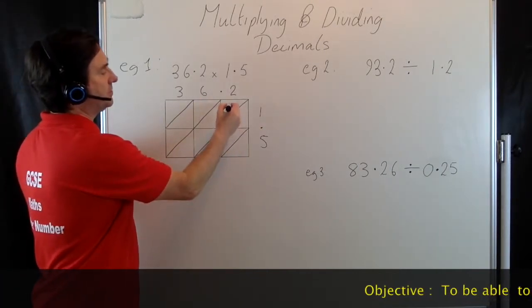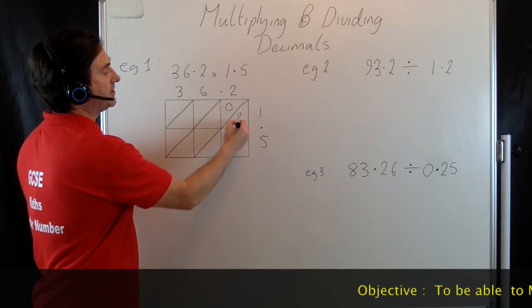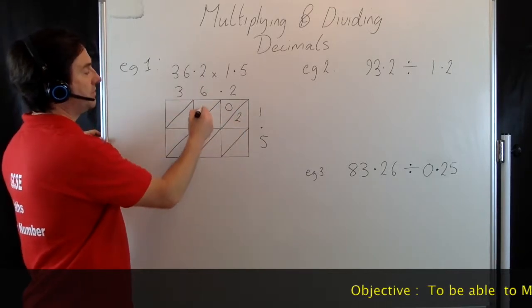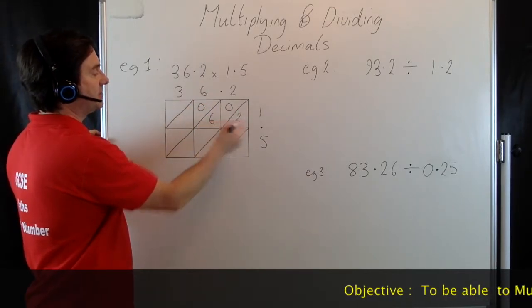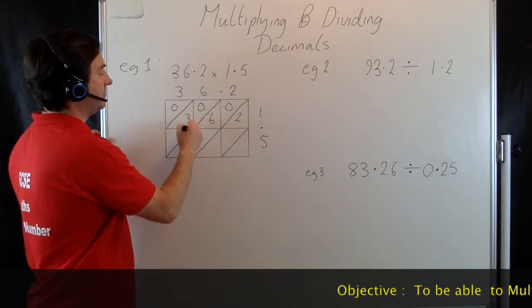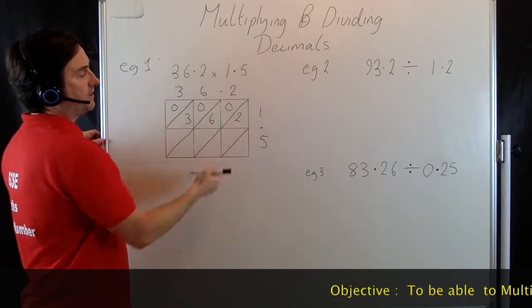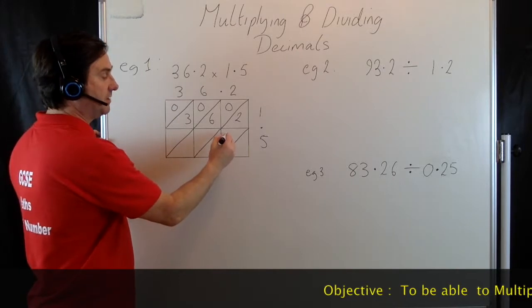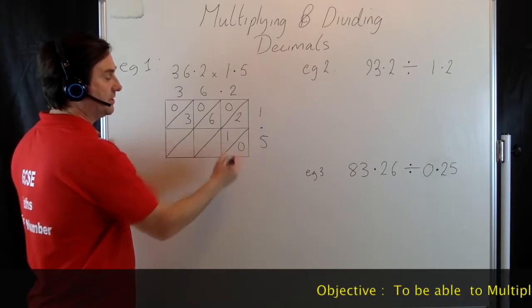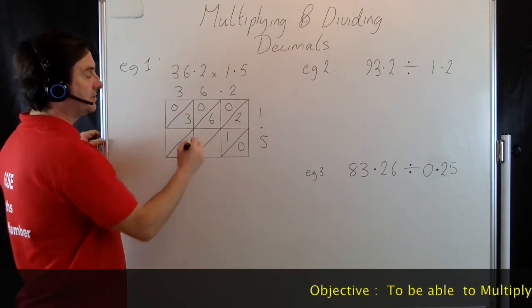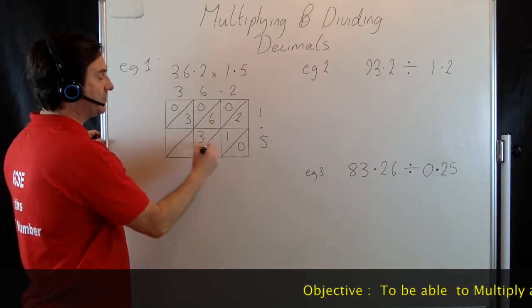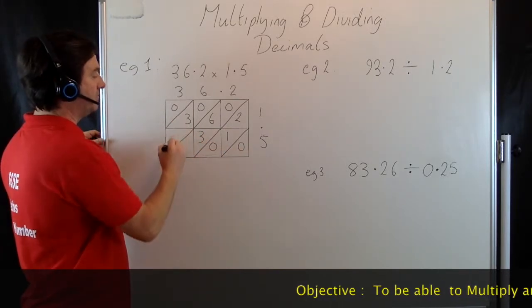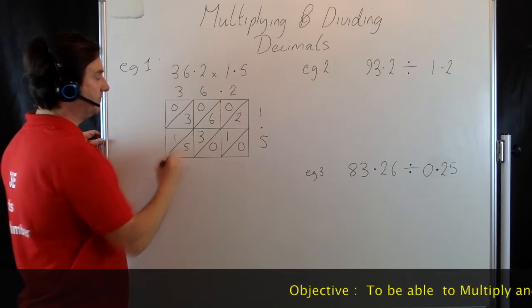1 times 2 is 2. Because it's a single digit, I write a 0 in the top. 1 times 6, again I write 0, 6, and 1 times 3 is 0, 3. Now when I do 5 times 2, I have a double digit number, so I can write the 1 in the top, the 0 in the bottom. 5 times 6 gives me 30, again a double digit number, and 5 times 3 gives me 15.